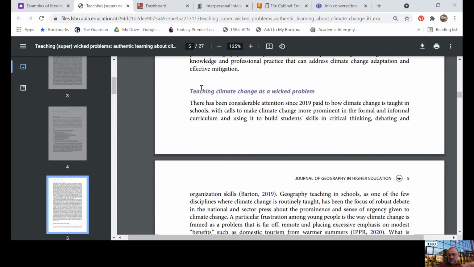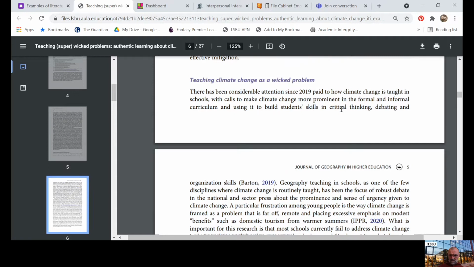You've got a subheading there, which is about teaching climate change, and then you've got a topic sentence here, a long sentence. There has been considerable attention since 2019 about climate change and how it's taught in school, and that's a statement of fact. It's what we call an assertion, and at the end of that assertion there in brackets is where this comes from.